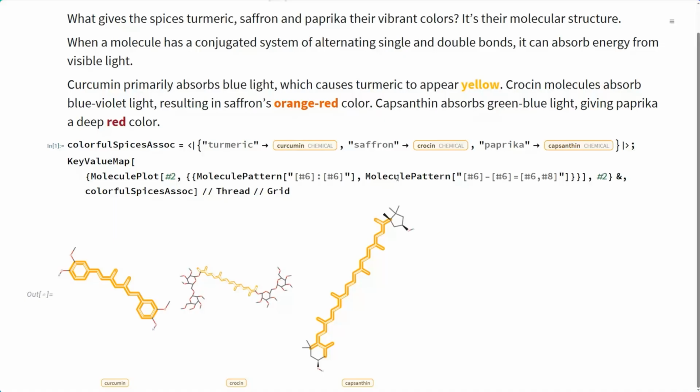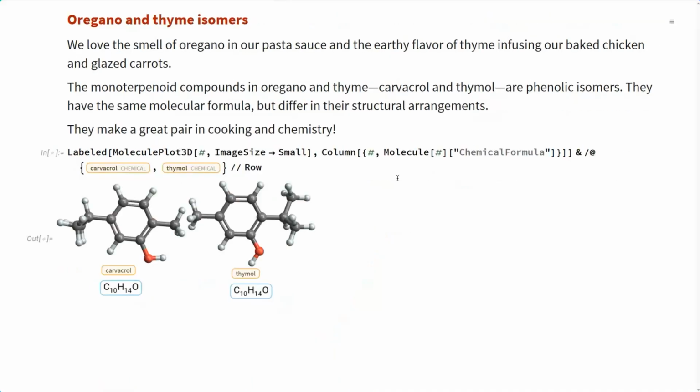I appreciate that my wonderful colleagues on the chemistry team have highlighted this conjugated system in the molecule to show those alternating single and double bonds and why these spices have these beautiful, vibrant colors. So I think that's a fascinating way to look at spices. Color is certainly one of their factors.